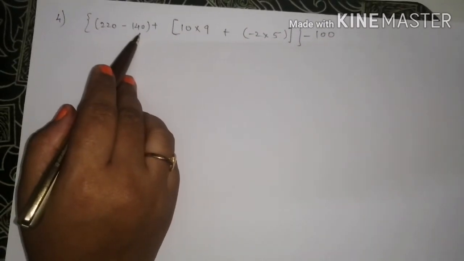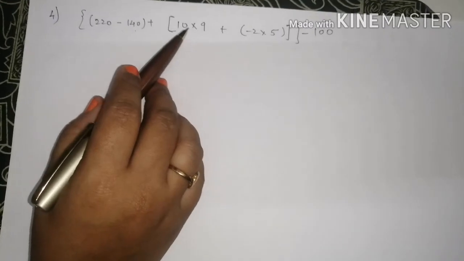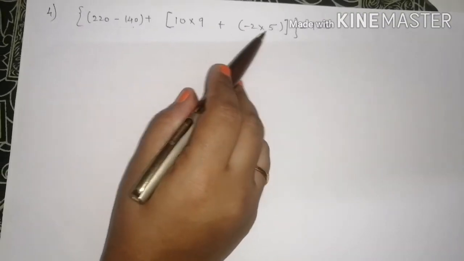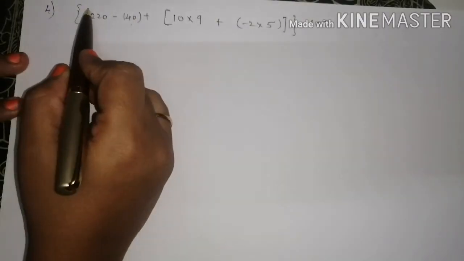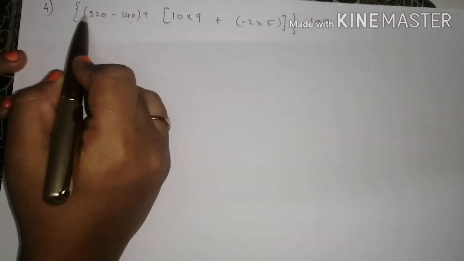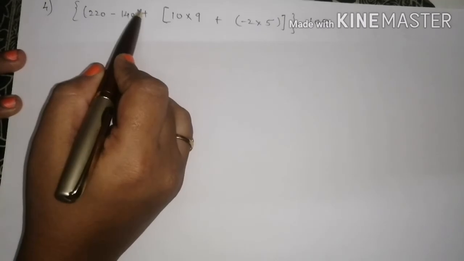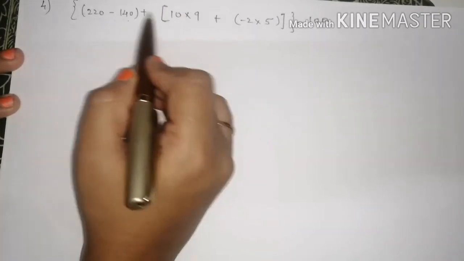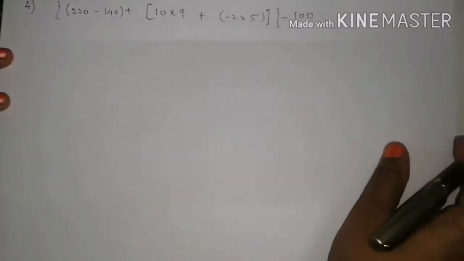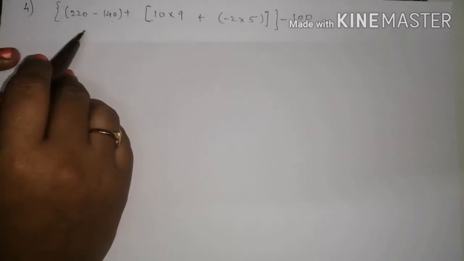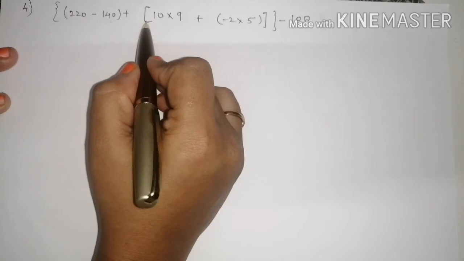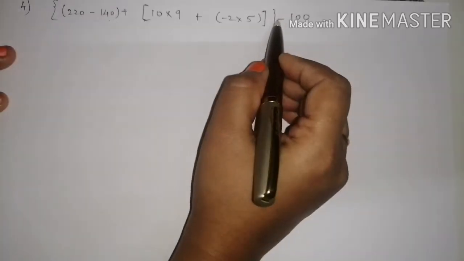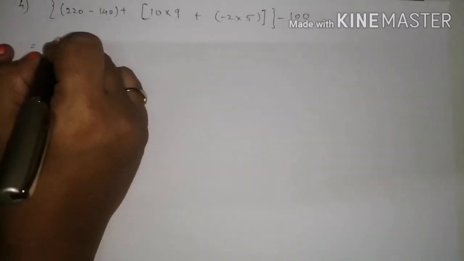220 minus 40 plus, in one more bracket, 10 into 9 plus minus 2 into 5 minus 100. Now you will see there are this curly bracket also, square bracket also, this one is square and this is simple bracket. So first we will try to solve the simple bracket, then we will solve the square bracket, and then we will solve the curly bracket.